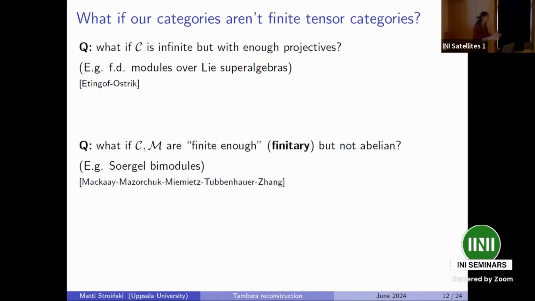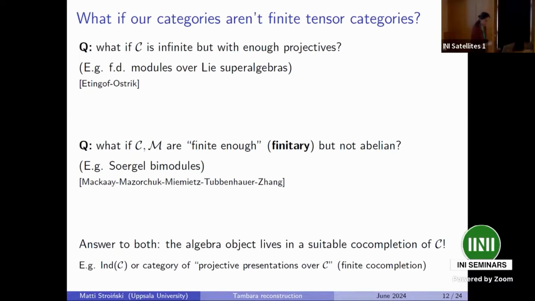Another case that doesn't fit into the finite tensor category setup is the case of categorical actions of certain bimodules, where the categories that we studied are, in a very strong sense, finite, but they are not abelian. So they are additive categories. There are finitely many indecomposables, the hom spaces are finite dimensional, there are all kinds of finiteness conditions one can ask for, and they will be satisfied in this setup. But those categories are not abelian.